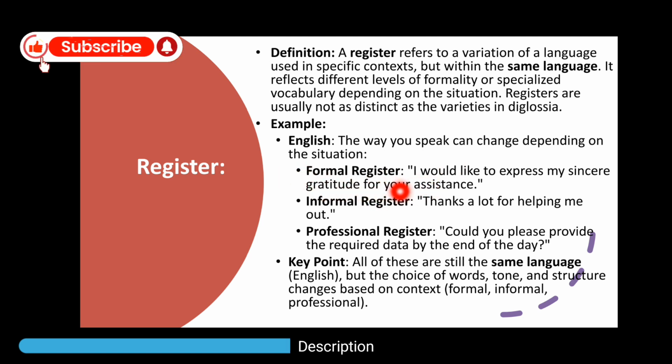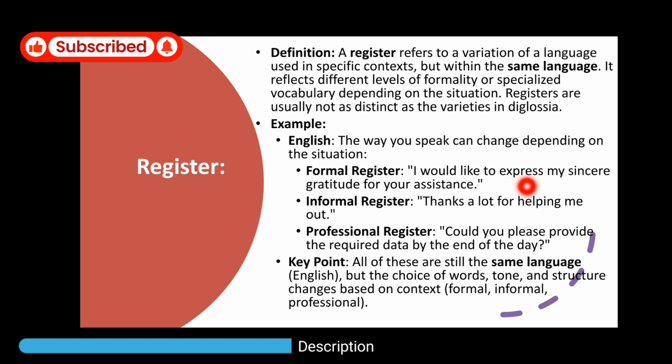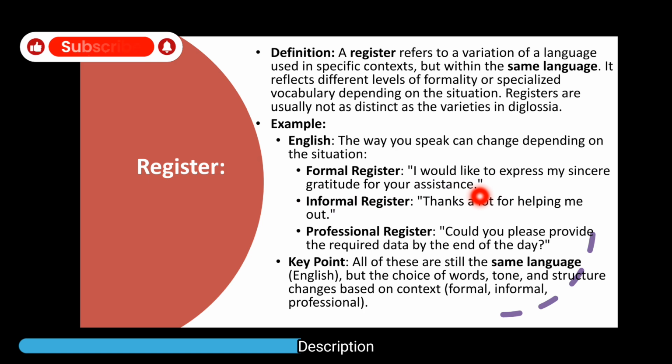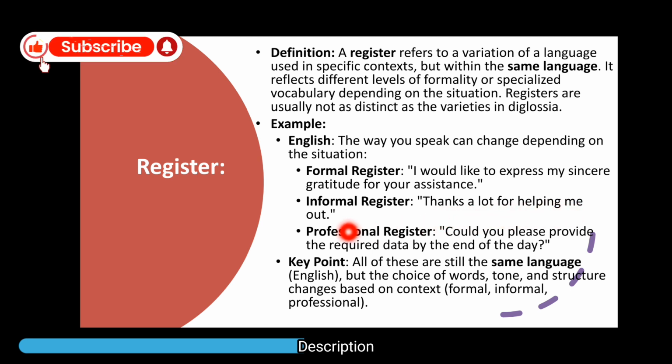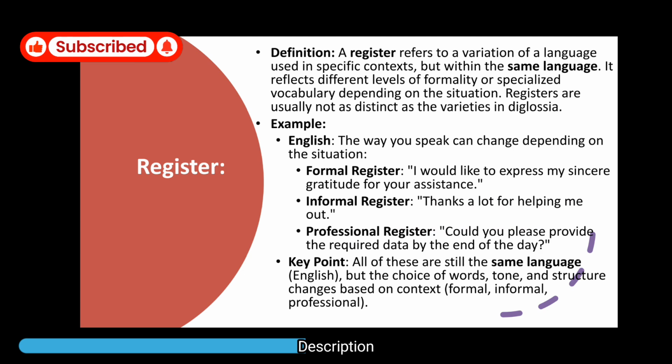Formal register, for example: I would like to express my sincere gratitude for your assistance. That will be formal, because you see the choice of words, the style of your writing, the tone. An informal register will be: thanks a lot for helping me out. So you are telling your friend thanks a lot for helping me out, and you are telling someone, might be your teacher, your boss, your manager, that I would like to express my sincere gratitude for your assistance.